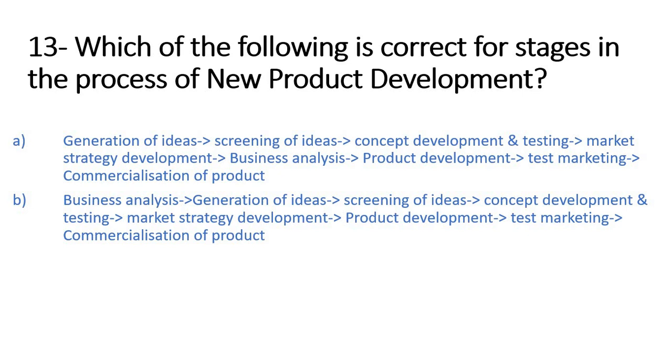Question 13. Which of the following is correct for stages in the process of new product development? You need to choose the right answer. Which is correct for the process of new product development? Option A is the right answer. Generation of ideas, screening of ideas, then concept development and testing, then market strategy development, then business analysis, then product development and test marketing, and the last stage is commercialization of product.